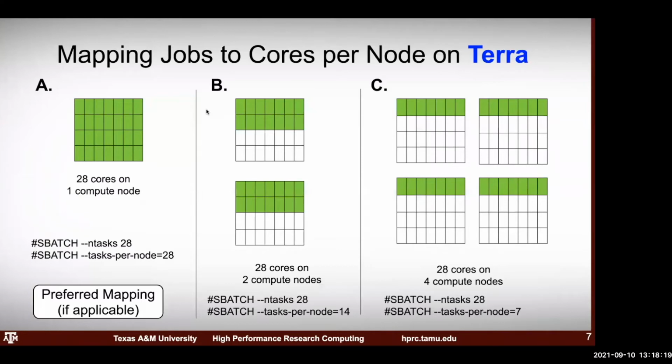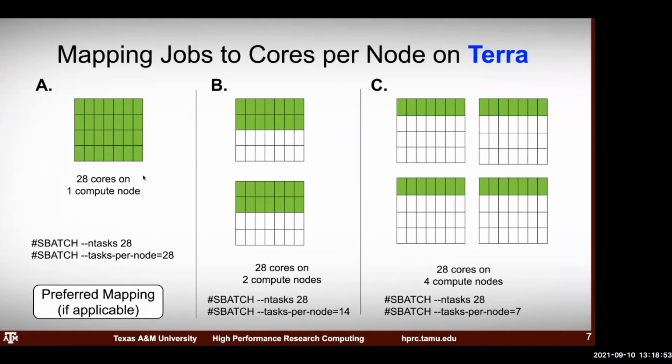Okay, mapping jobs to cores per node on Terra. The reason I have a Terra example here is because Terra has far fewer cores per node, so it's easier to demonstrate, but this principle applies to Grace as well. So on Terra, each node has 28 cores. This whole big box here represents one node, and we've got 28 cores on this single compute node. In example A right here, this job says, I want to use 28 cores, and I want to put 28 cores on one node.